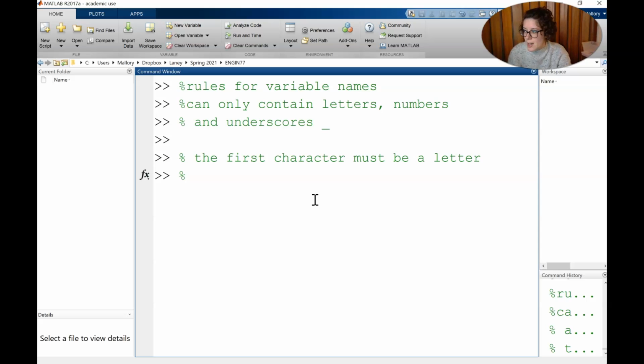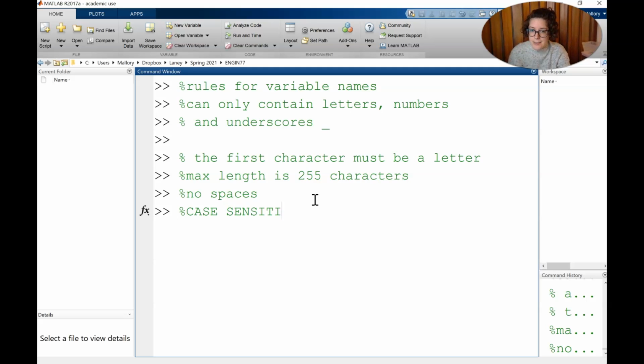Our next rule, which I don't recommend testing, is that the max length of our variable name is 255 characters. That's a really, really long variable name, so I don't recommend having variable names that long. But anyway, you also can't have any spaces in your variable name. Our variable names are case sensitive, which means lowercase x is not capital X. Those are two different things.